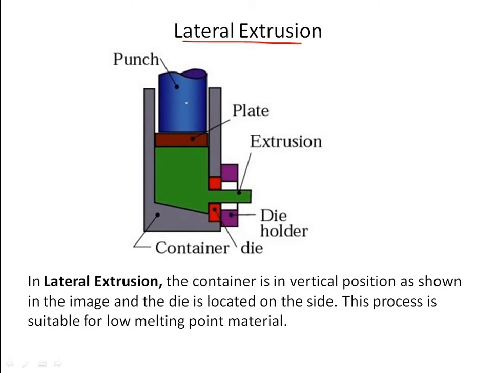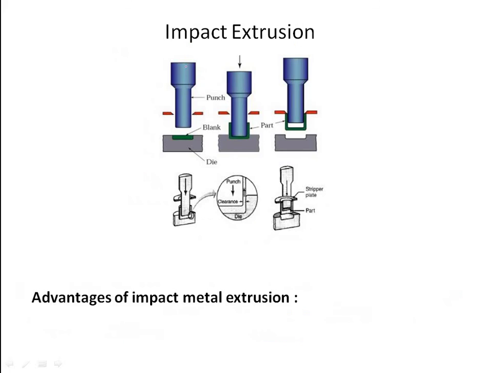Lateral extrusion consists of a punch, a plate below that, an extruded pipe below that, and a die which is in a die holder. This is the die which is in red color, and this is the container which is in gray color. These are the things. In a lateral extrusion, the container is in a vertical position as shown in the figure, and the die is located on this side. This process is suitable for low melting point material.